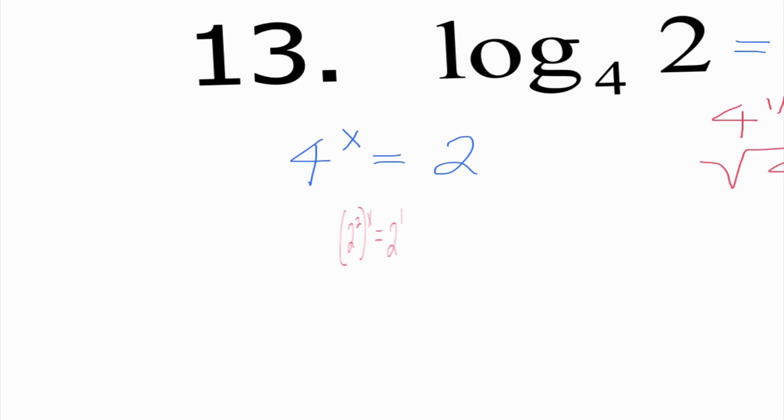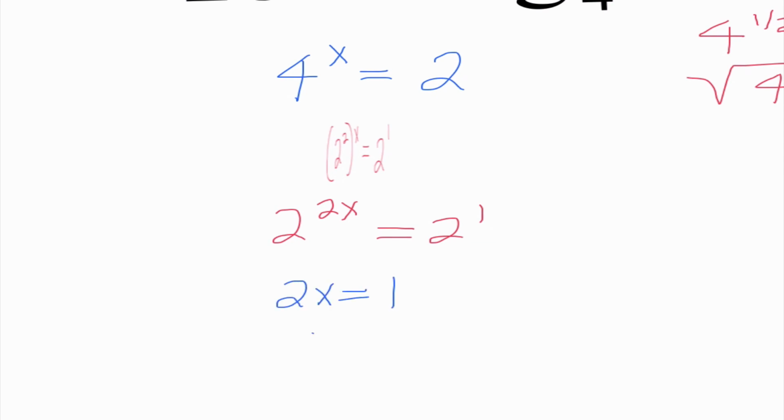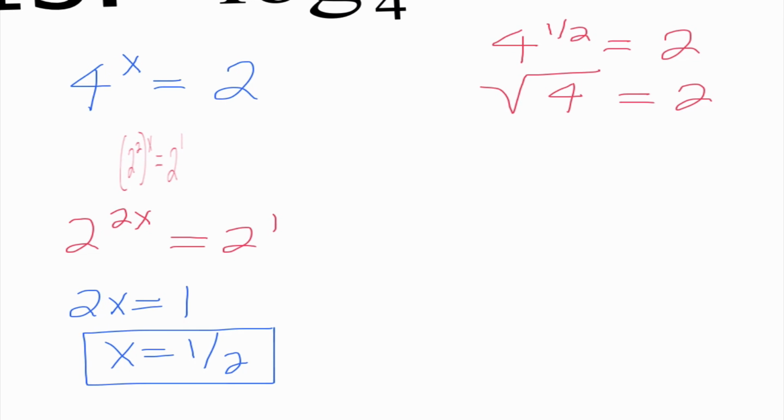Back to math. We know when we're taking an exponent to a power, we multiply. So 2 to the 2x power equals 2 to the 1st. So I'm going to take those two exponents and set them equal to each other, and I get that x is equal to 1/2. I just want to point out that that's the same answer I got if I remembered that we could write 2 as 4 to the 1/2 power. So there are multiple ways to get to the right answer here.